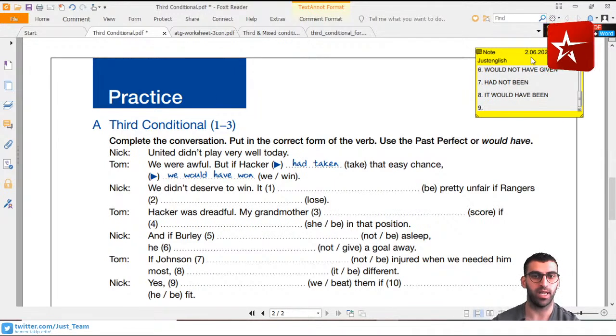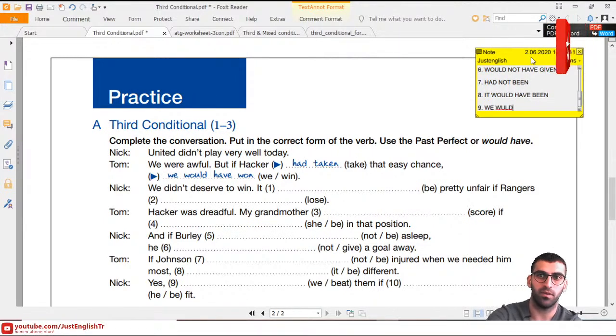And number 9, yes, we be them if fit. All right, for number 9 and number 10, the last two sentences, we have to write and finish this exercise. Yes, we would beat them. We would have beaten. Yes, we would have beaten. Yeah, that's the correct answer.